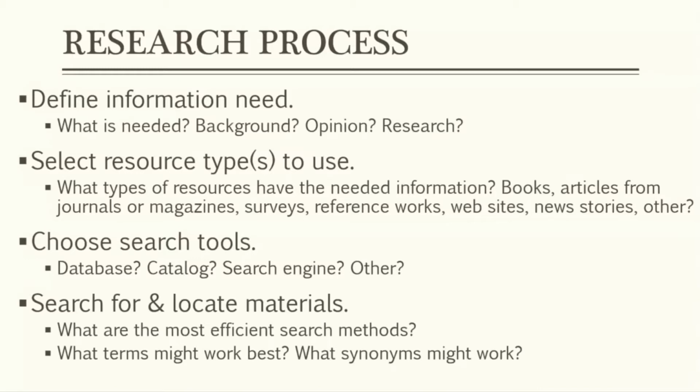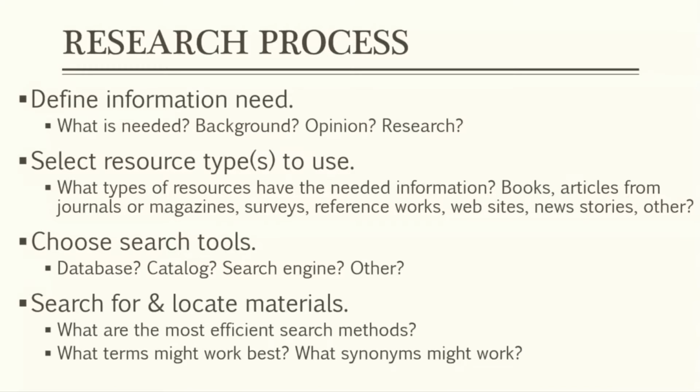Next, you will assist the user in selecting a resource type to use. Where can you find background information on this topic? An encyclopedia? Maybe. Journal articles? Yes, for research you will use journal articles. Once you have decided upon the information need and type, then you can start looking at search tools. Ask yourself, do you need to use the library database or the library catalog? While there's no wrong answer, Discovery at Tarleton is a great place to start because it searches both.